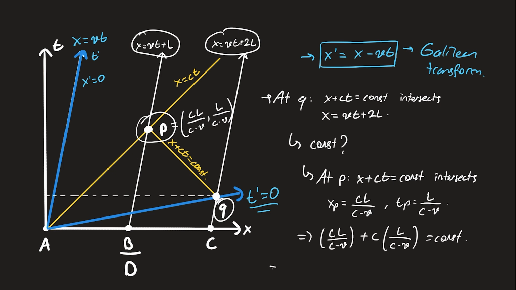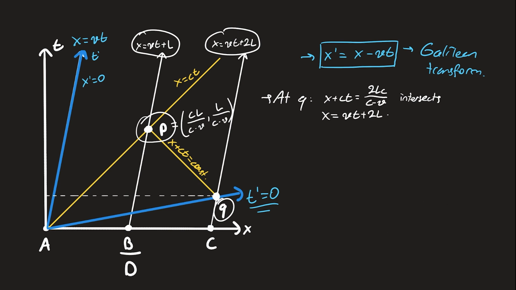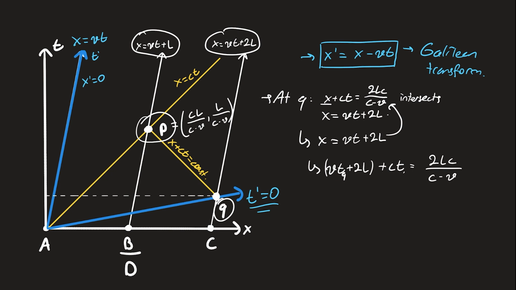If we go ahead and multiply the second parenthesis by c, well, they are the same thing. This just turns out to be 2Lc over c minus v. So that is the constant. Let's go ahead and write that into its equation, and we can erase all of this. So let's plug this x equals vt plus 2L into the new equation that we found. So that gives us vt plus 2L, that's the x here, plus ct is equal to the new constant we found. Let's call these t's tq.